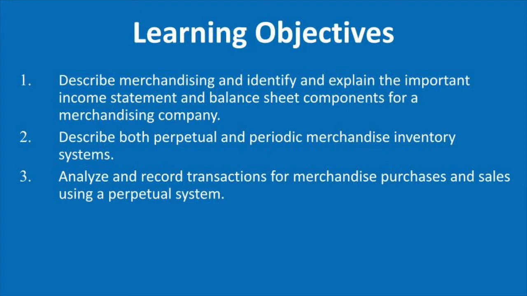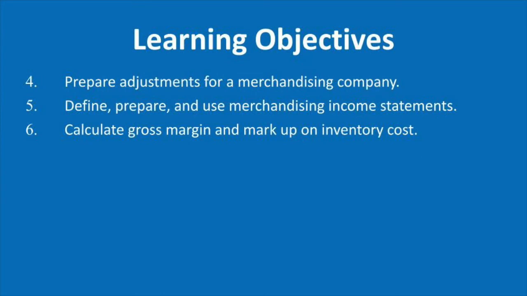So this chapter and this unit is all about how we account for this. We're going to describe merchandising and identify and explain the important income statement and balance sheet components for a merchandise firm. We're going to describe both perpetual and periodic inventory systems, focusing on the perpetual one. We'll analyze records and transactions for merchandise purchases and sales using a perpetual system. We're going to prepare adjustments for merchandise, and we're going to define, prepare, and use merchandise income statements. We're going to calculate gross margin and markup on inventory cost.